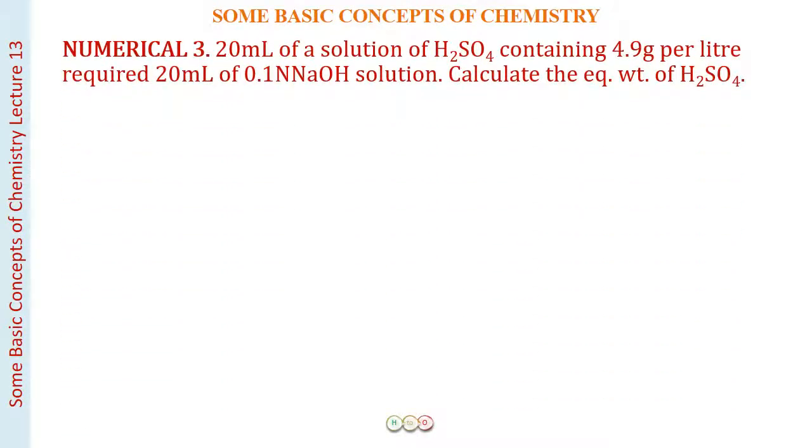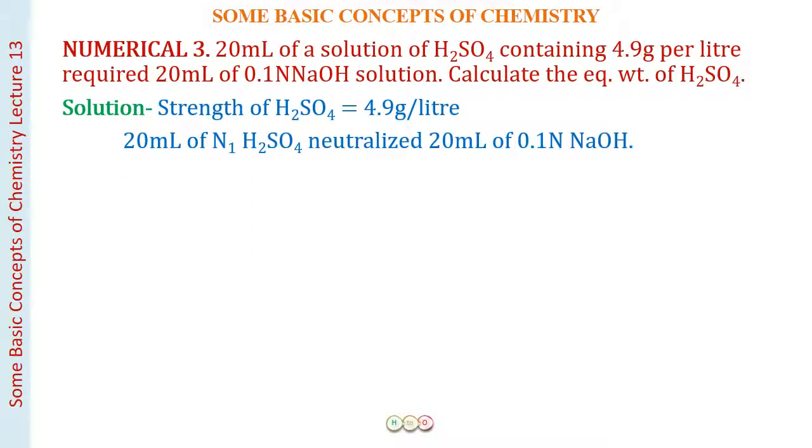The next question says that 20 ml of a solution of H₂SO4 containing 4.9 gram per liter requires 20 ml of 0.1 normal NaOH solution. Calculate the equivalent weight of H₂SO4. So we have the strength of H₂SO4 to be 4.9 gram per liter. Then we have 20 ml of N1 H₂SO4 neutralized by 20 ml of 0.1 normal NaOH. This is all that is given to us. So we can say that N1V1 equals N2V2, the neutralization of acid by base, so the number of equivalents is going to be the same.